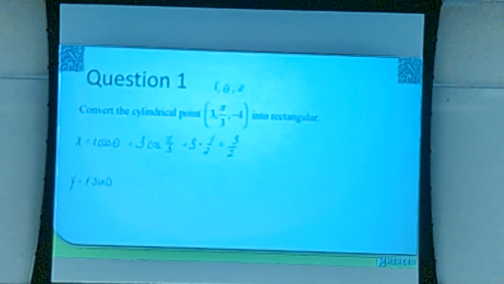Y is r times sine of theta, right? 3 times sine of pi over 3. What's sine of pi over 3? Y coordinate is 3 root 3 over 2. Oh, this is the hardest coordinate.